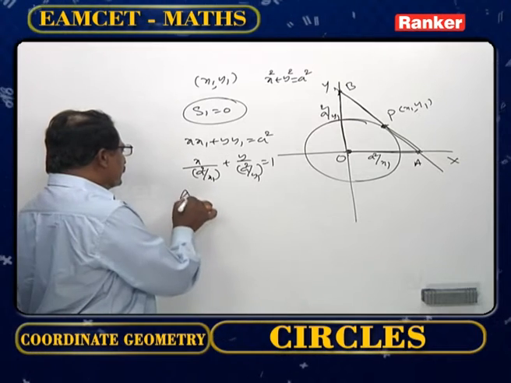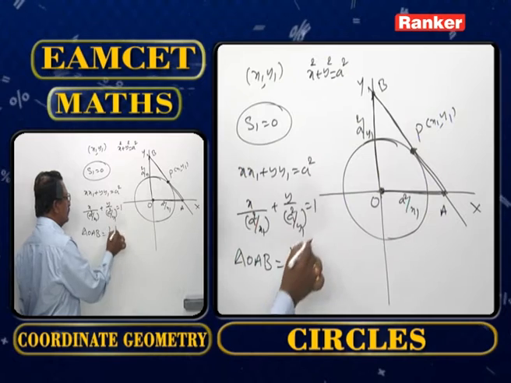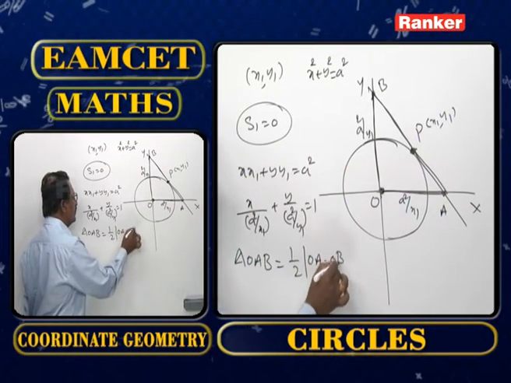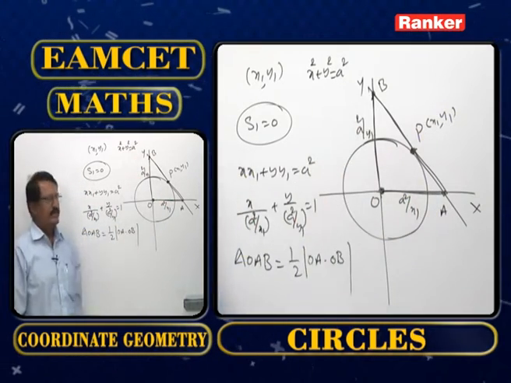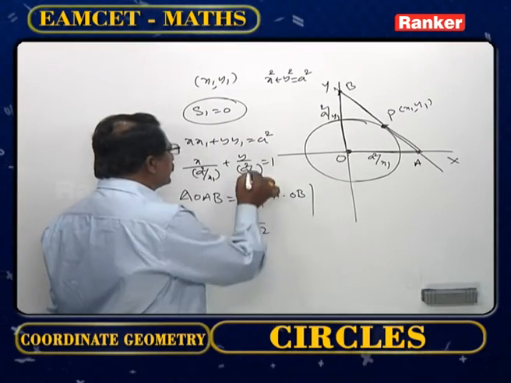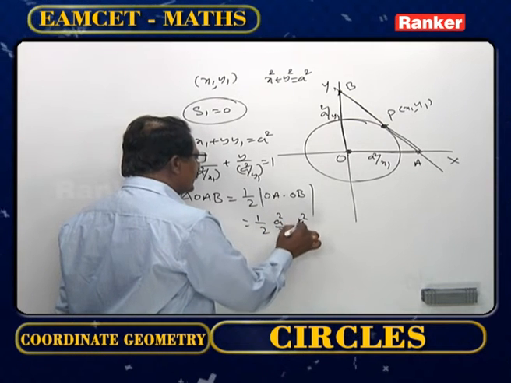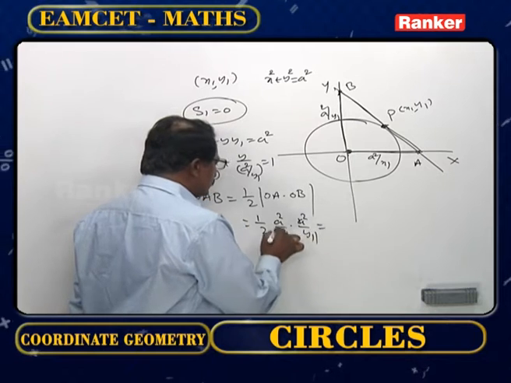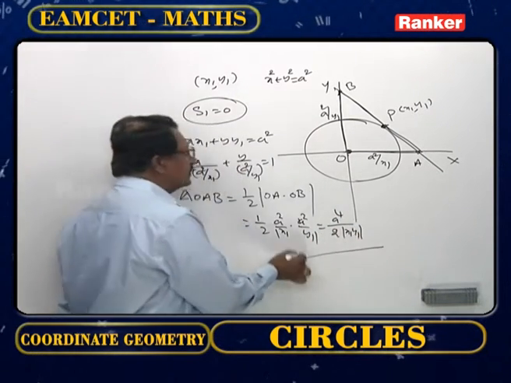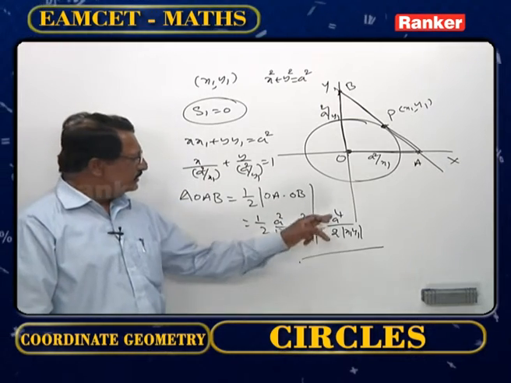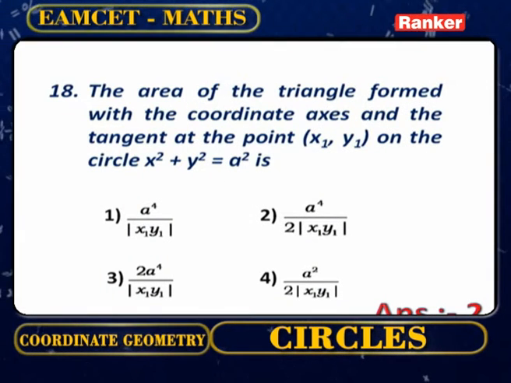Now, the area of the triangle OAB equals half into mod of OA into OB, that is half into x intercept into y intercept, equals half into a square by x1 into a square by y1, which equals a to the power of 4 by 2 into mod of x1 y1 square units. So the second option is the correct one.